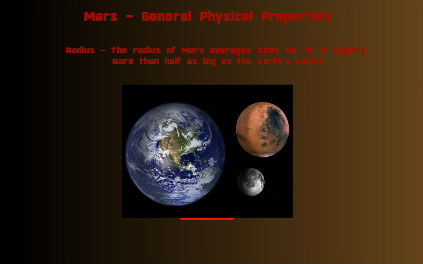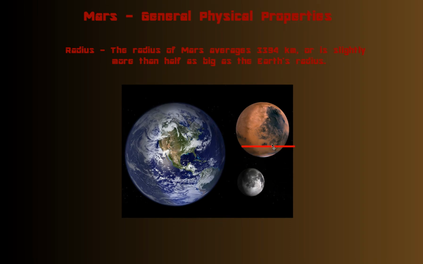So the first thing I want to talk about, and as you see on this picture, you can see Mars compared to Earth and the Moon. Earth, Moon, and Mars here. First one I want to talk about is radius. The radius of Mars is, on average anyway, almost 3,400 kilometers. So it's a pretty big body, but not as big as the Earth. It's a little more than half as big as the Earth in terms of length.